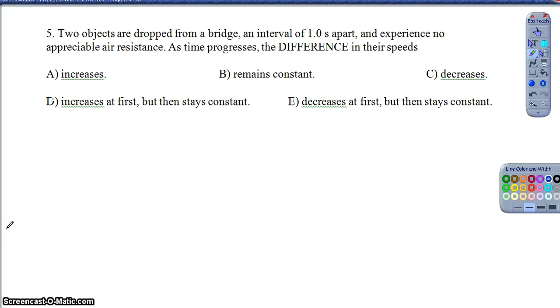Similarly, on question 5, two objects dropped from a bridge. Again, this is an example of free fall, but the reason that this one should hopefully be one that we can conquer here is we know that if something is free falling, if something's falling due to gravity, that the gravity is constant at 9.80 meters per second squared. And how did we first define acceleration? Well, acceleration equals change in velocity over time.